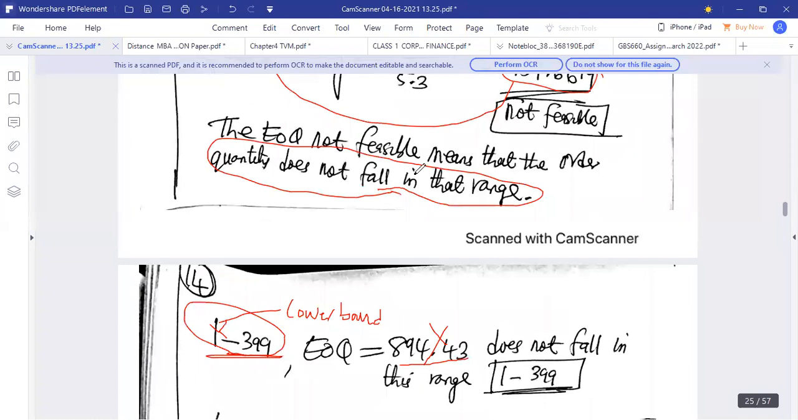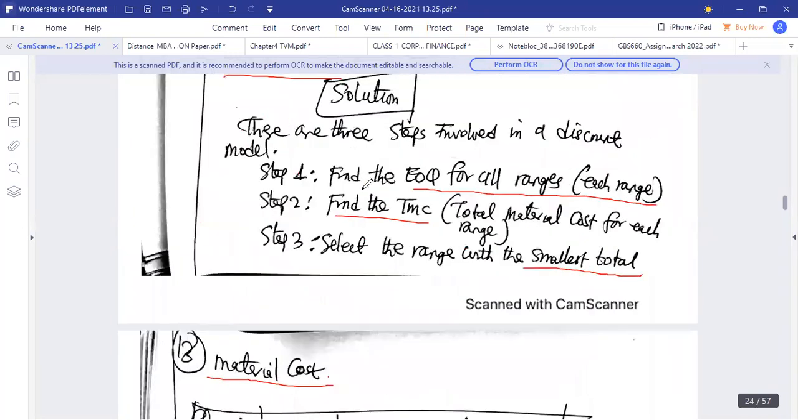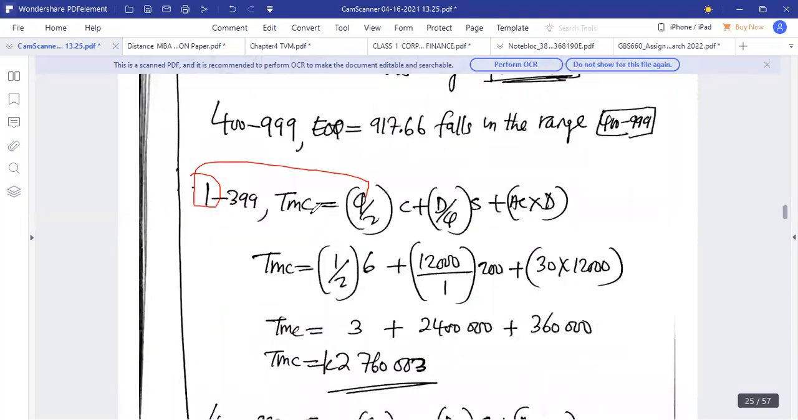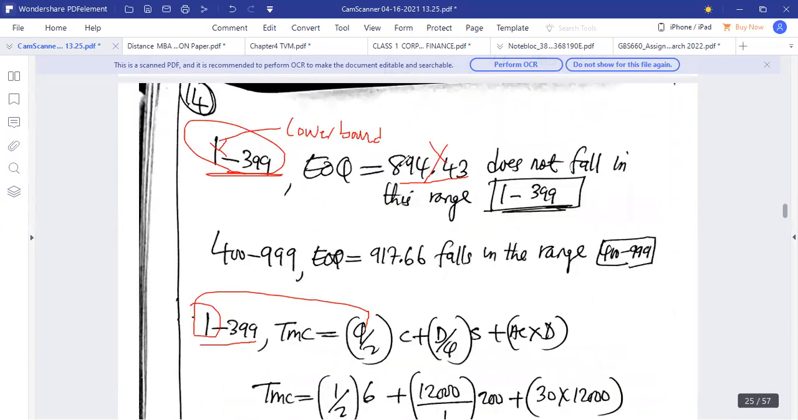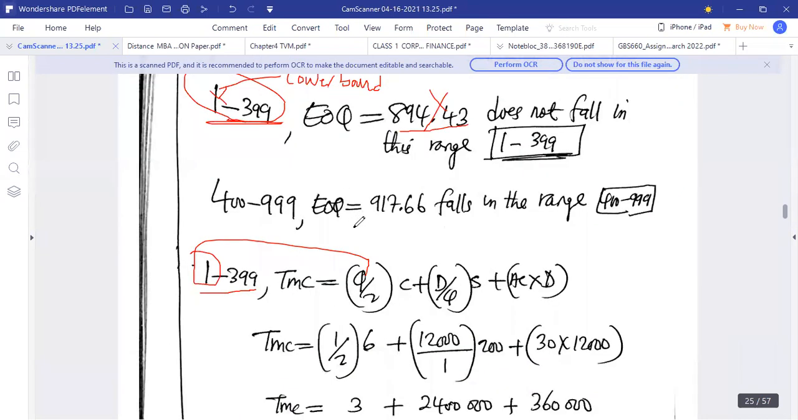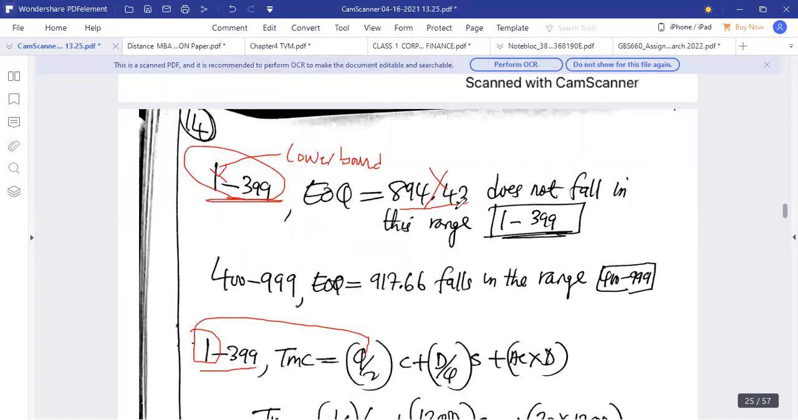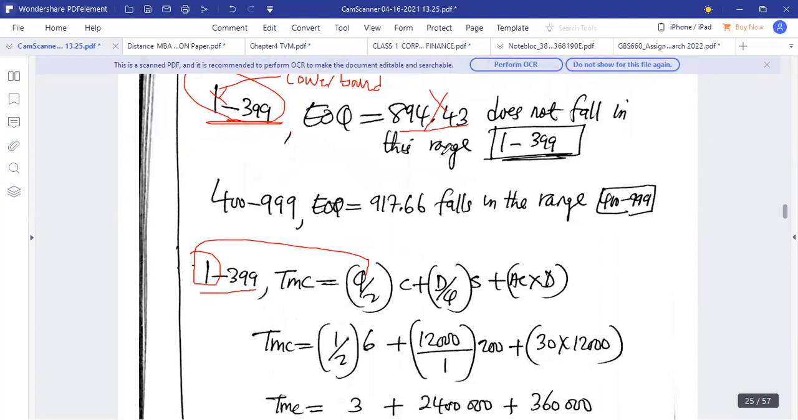Because the second step we are looking at now, we are finding the total material cost. So the formula for this total material cost is this one. We are still using this total material cost formula for model 1 for the purchasing model. But now our Q for this range, we are using the lower bound because the EOQ of this is not feasible for this range. So this EOQ is this one here, Q. We would have picked the 894.43 if it was falling within the range, but since it does not fall within the range, we use this lower bound. So that's why the 1 comes here.